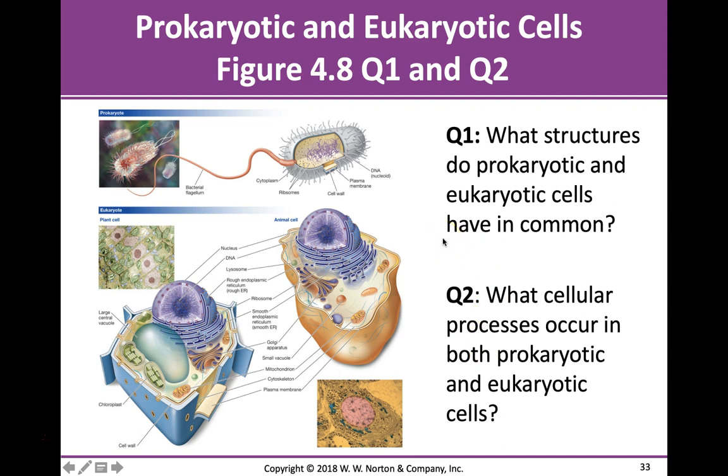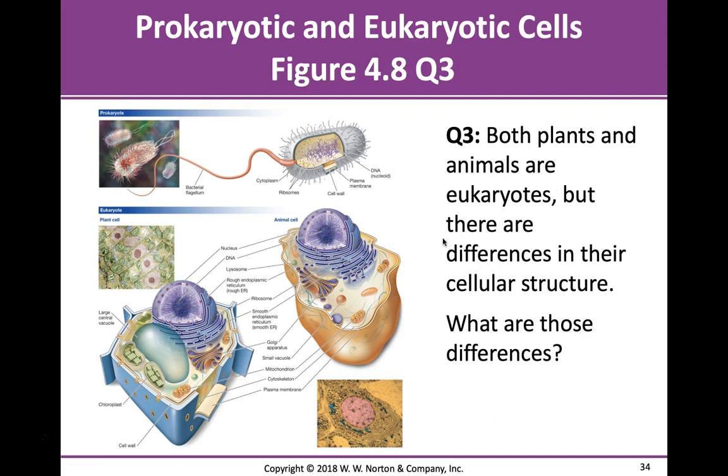Let's see more questions. It says both plants and animals are eukaryotes, but there are differences in their cellular structure. What are those differences? We earlier talked about those differences, like the chloroplast, cell wall, and large vacuole that plants have, whereas animal cells do not. So pay special attention to these differences and common things, because those are going to be tested on your quiz as well as on your exam.